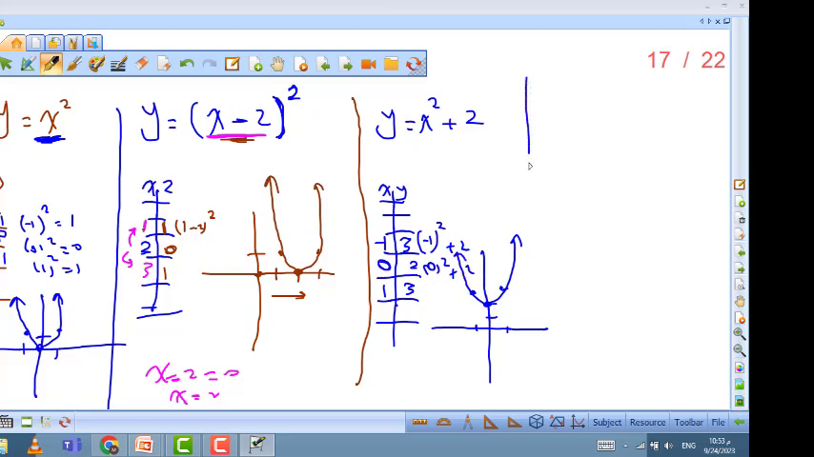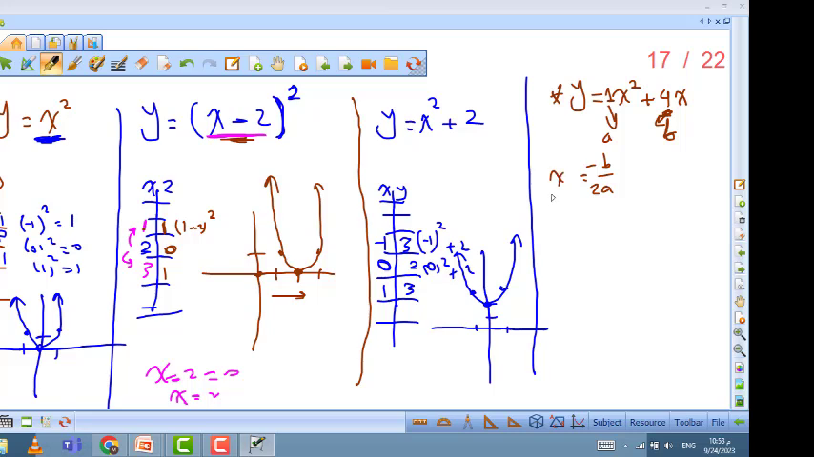The last one, guys. Now you know how we get the vertex. My new idea, which you can find and try: if you have, for example, y equals x squared plus 4x, you take what is in front of x and call it b, and what is in front of x squared and call it a. You make negative b over 2a to get x of the vertex.